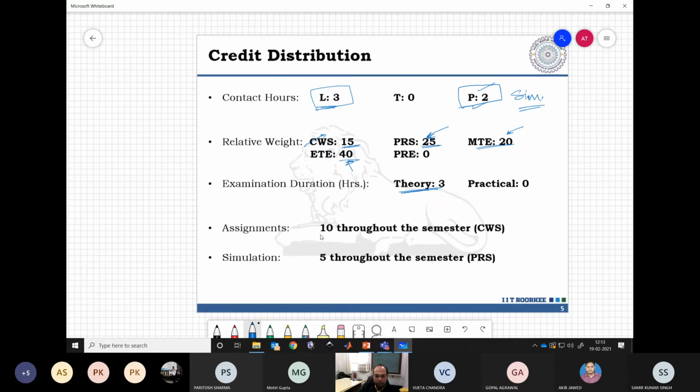Throughout the semester, we may have 10 or more assignments, where I will consider the best 10 for the grading. And for simulation exercises, we will have 5 simulations throughout the semester, which will be distributed across different kinds of drives and different kinds of systems, which we will discuss in our class.